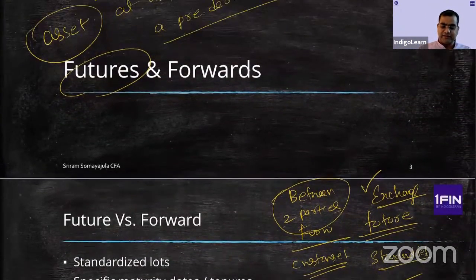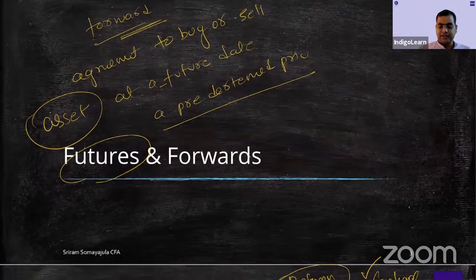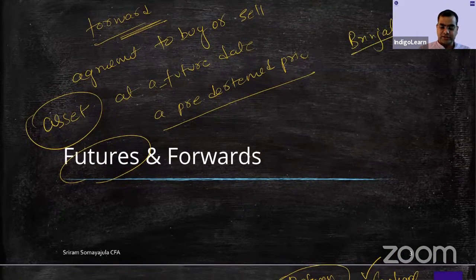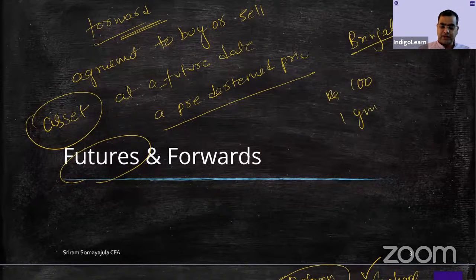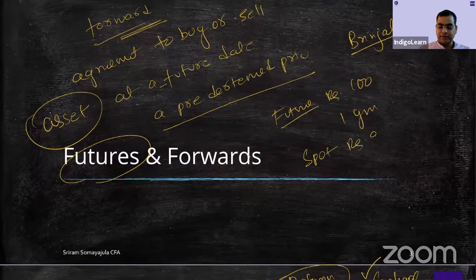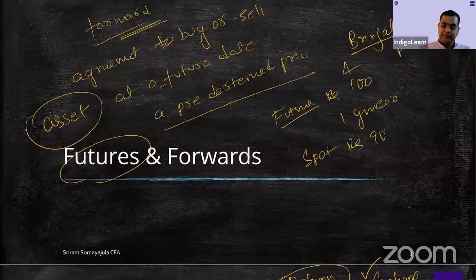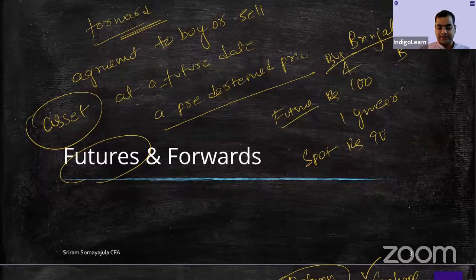See, initially we said we'll buy brinjal at 100 rupees after 1 year. This price after 1 year is called the future price. Future price is 100 rupees. Spot is 90. Now there are two parties, A and B. A is the buyer, B is the seller. Now, let us say after 10 days, the spot price moves from 90 to, let's say, 50.